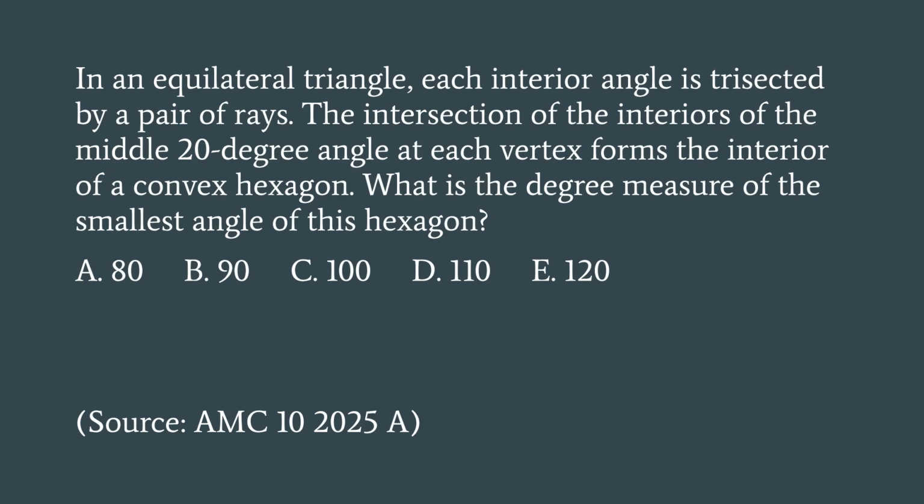This is a geometry and angle tracing problem. The key idea is to use the fact that each angle of an equilateral triangle is 60 degrees, so trisecting each angle creates several 20-degree angles. By analyzing the triangles and symmetry formed by these rays, we can determine the angles of the hexagon created inside the triangle. Pause the video here if you'd like time to solve the problem yourself.